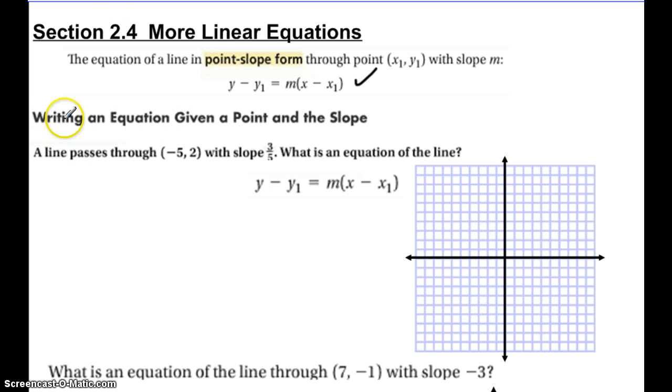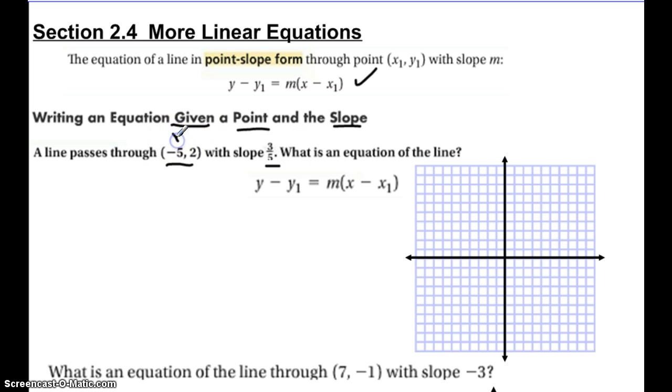So here, they want us to write an equation given a point and a slope. In other words, they have given that to us. Here's our point and our slope. Well, we have a special equation for that. It's called the point-slope form. So we probably need a point and a slope, and we do. Here's what we're going to do.